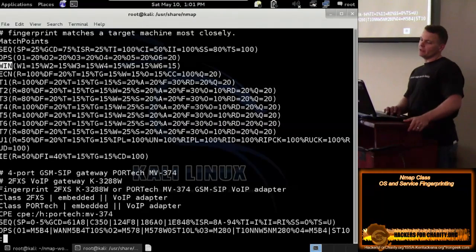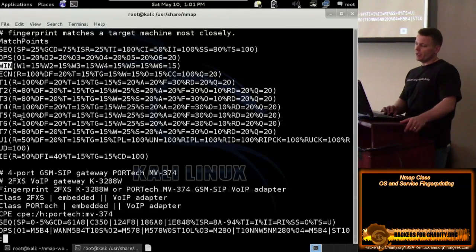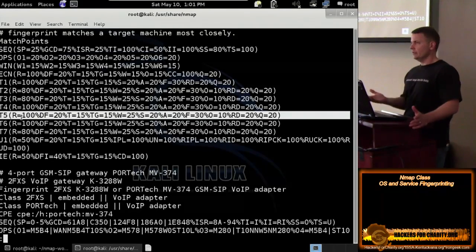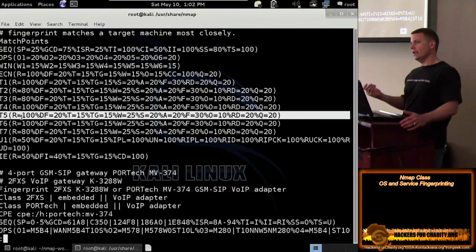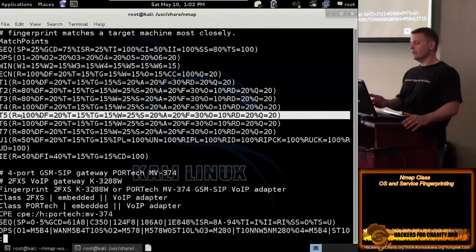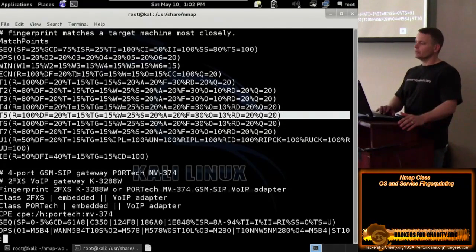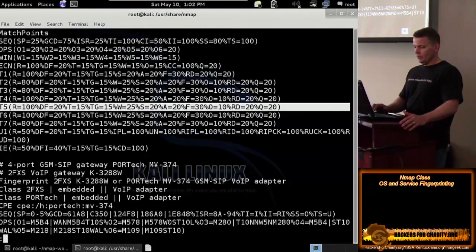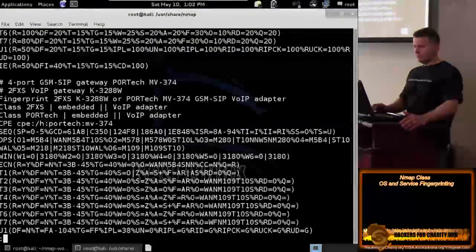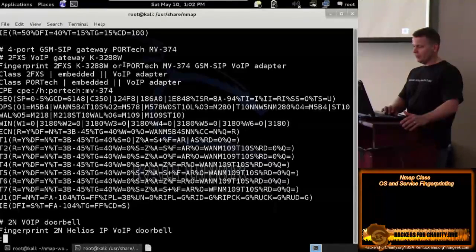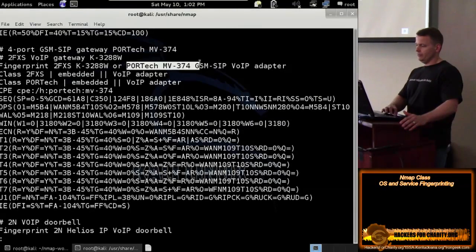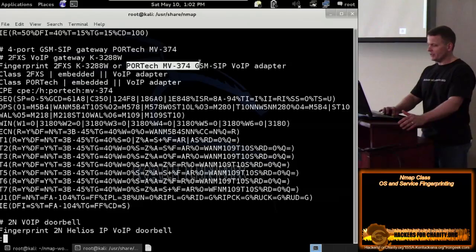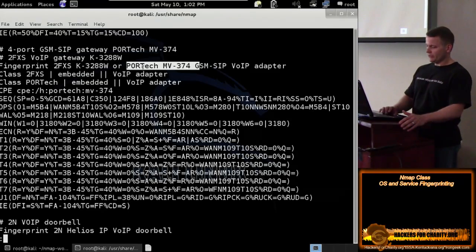And then the window, and these are all defined out on the Nmap website. So you can take a look and see what the probes mean, and then also what the responses mean. But effectively they're patterns that if all of these patterns match, then there's a good chance that this operating system matches the specified. So down here is one that apparently matches the Portech MV374, for example.